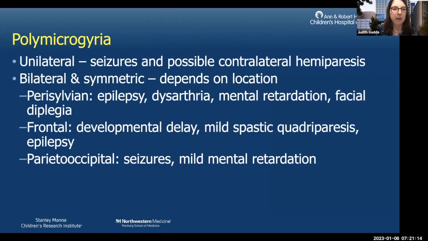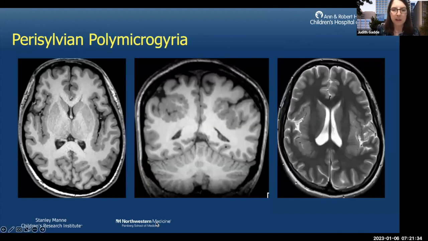Then we have polymicrogyria, which can be unilateral or bilateral, can be in different locations, and those locations can determine what type of presentation the patient may have. Of course, we're talking about seizures and epilepsy today, so these patients often will have epilepsy, and they can have other findings as well. So here's an example of pretty extensive bilateral, what we call perisylvian polymicrogyria. So along those sylvian fissures, and this is a common location for polymicrogyria.